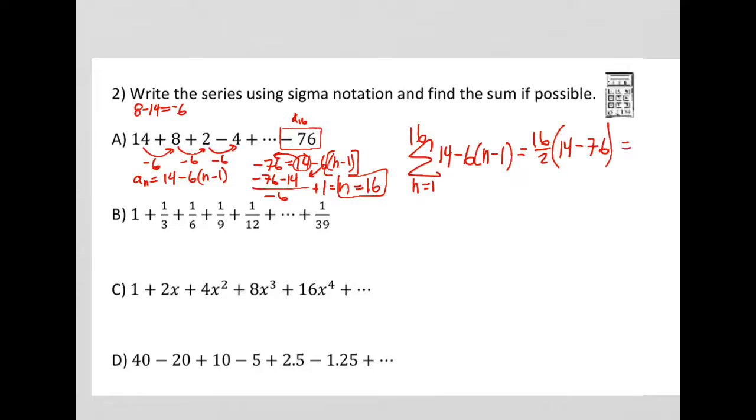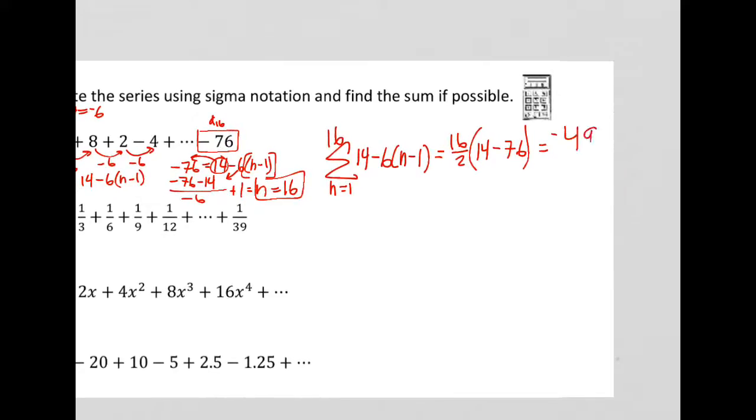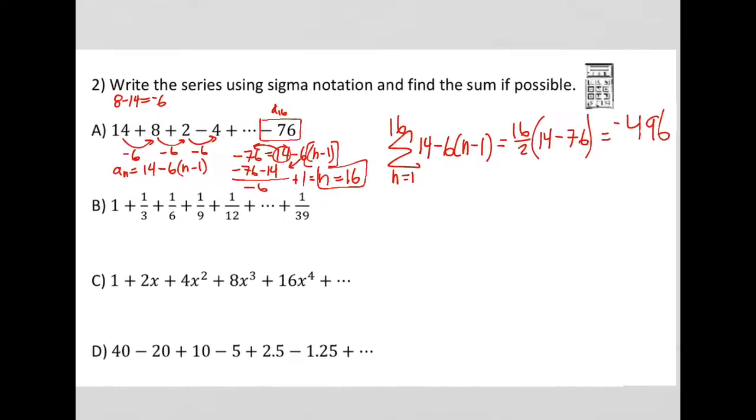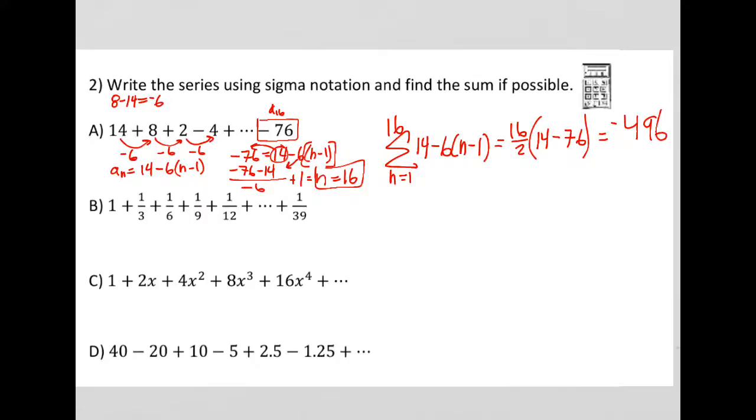And we can calculate that sum, which is negative 496. And you could do it using a summation on your calculator as well. Both should get you the same exact thing. So that is part A. Now let's do part B. Do it in purple this time.